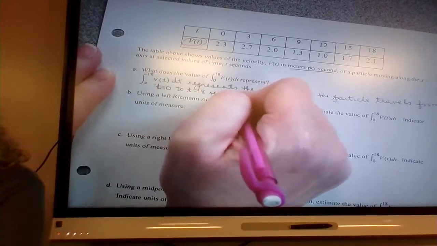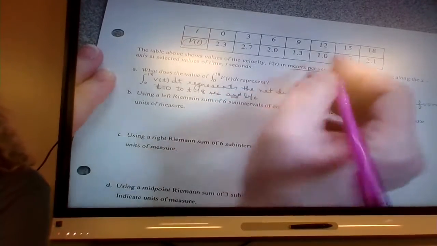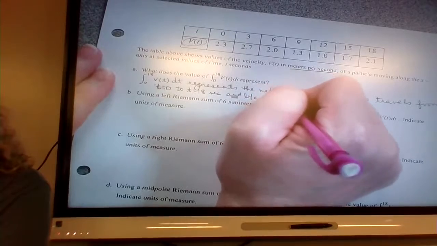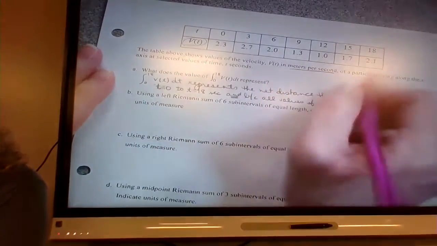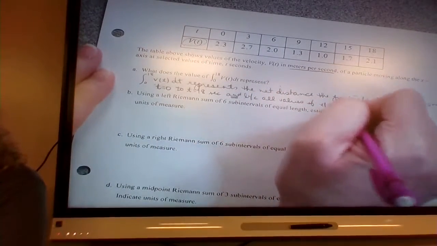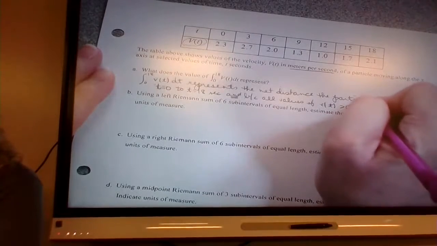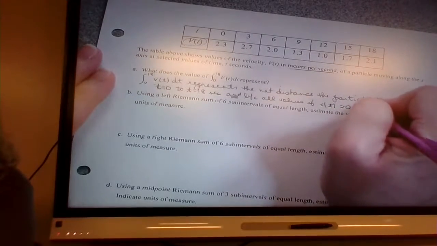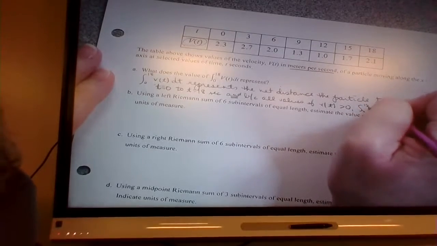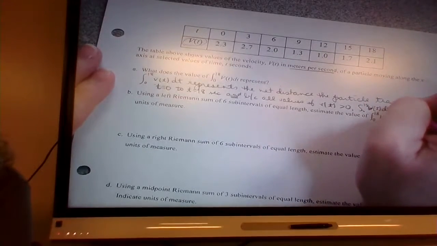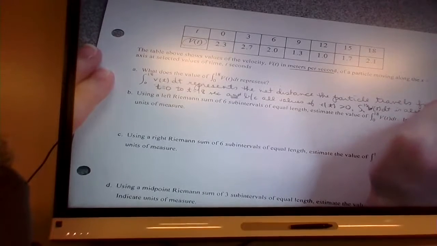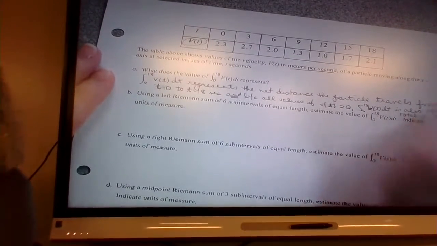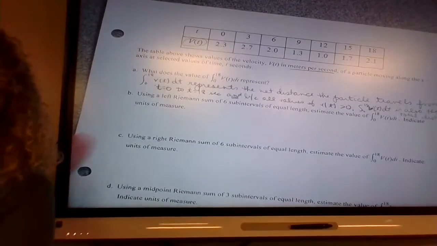And because all values of v of t are greater than 0, then the integral from 0 to 18 of v of t dt is also the total distance. That's probably hard to read, but I said it word for word, so pause it and write it.